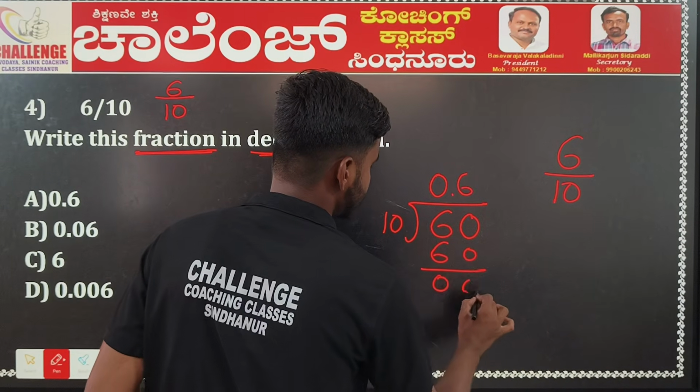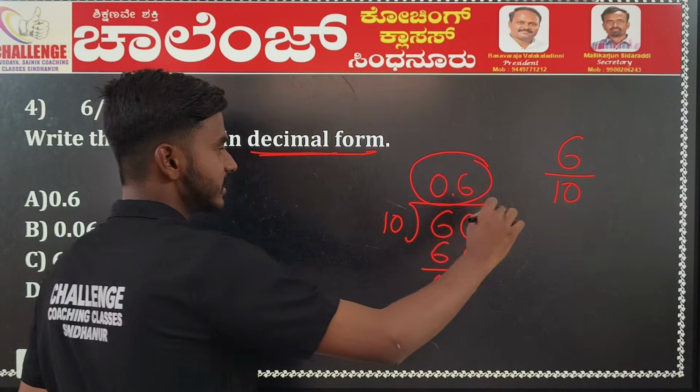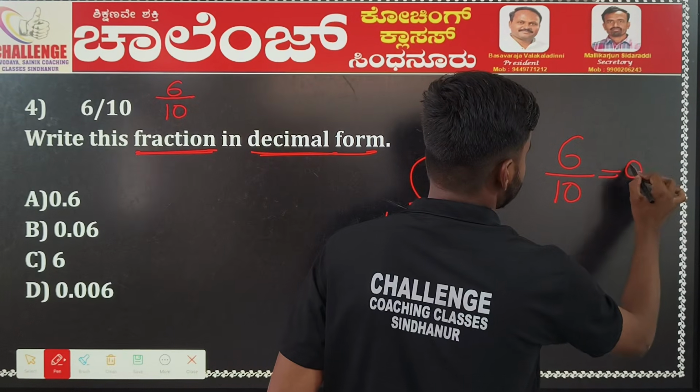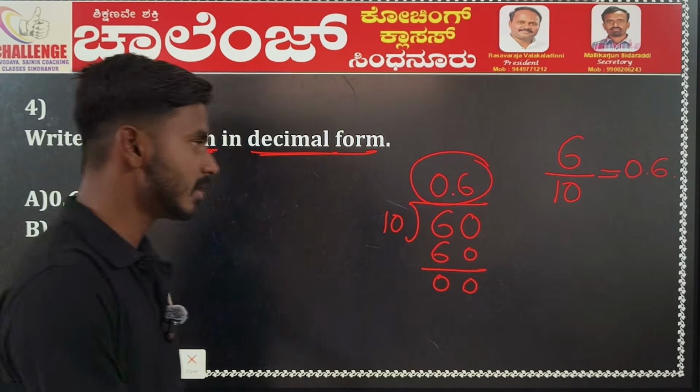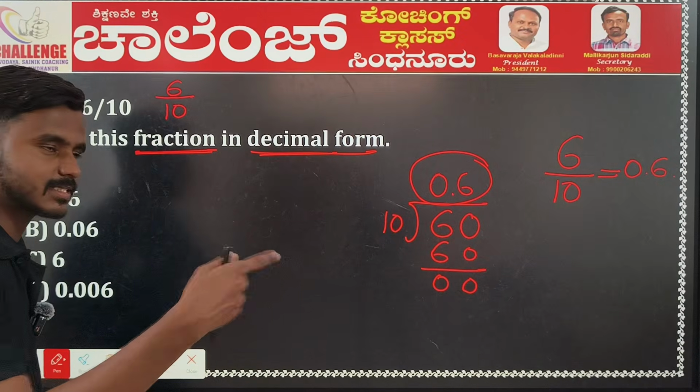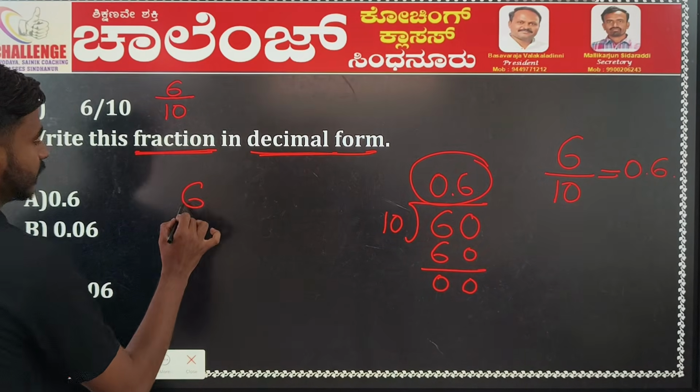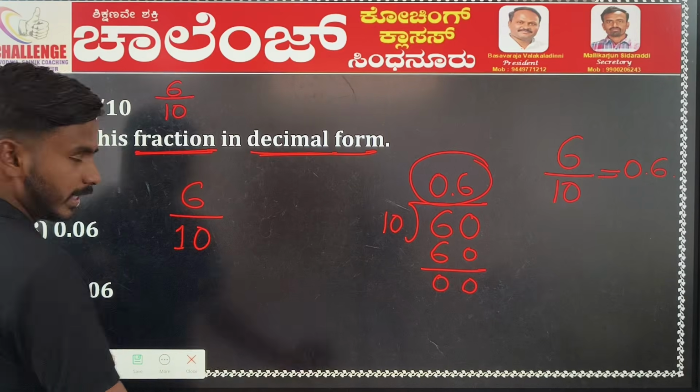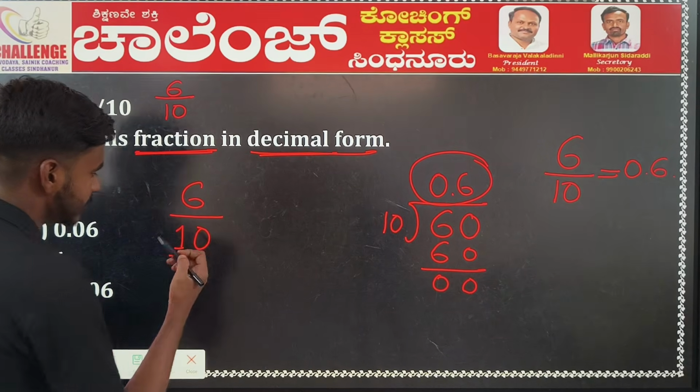The remainder will be 0. Then 0.6 is the decimal form of 6 by 10. There is also another method here: 6 divided by 10. It's only useful when we have 1 and many zeros.